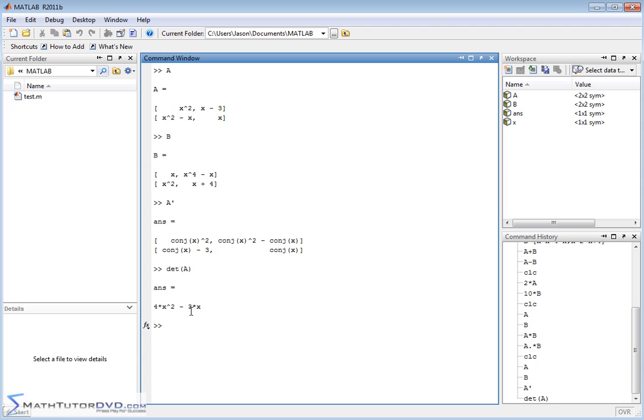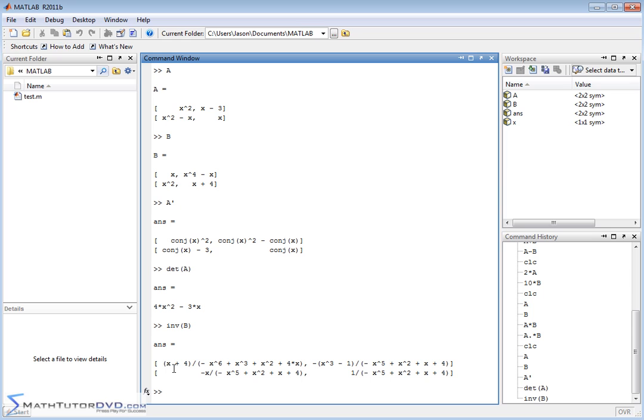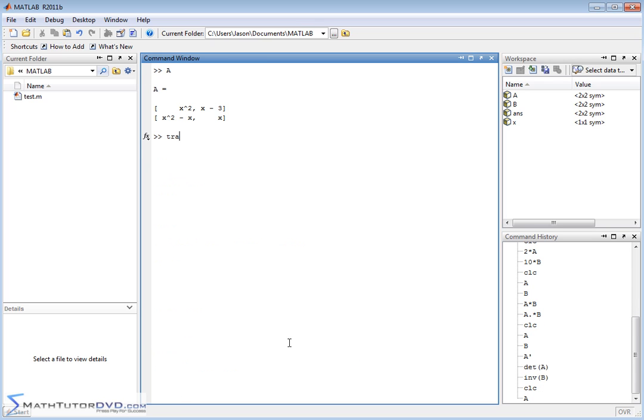It can also take the inverse of these matrices, and you'll get some large mathematical expression, because the inverse of a matrix is kind of a complicated thing to calculate even by hand, and so when you have symbols involved, it makes it even more interesting. And you can take the trace of this matrix as well. So let me actually clear the screen so you can see. The trace of matrix A is going to be the sum of the diagonal elements. So this is x squared plus x, and there you go.